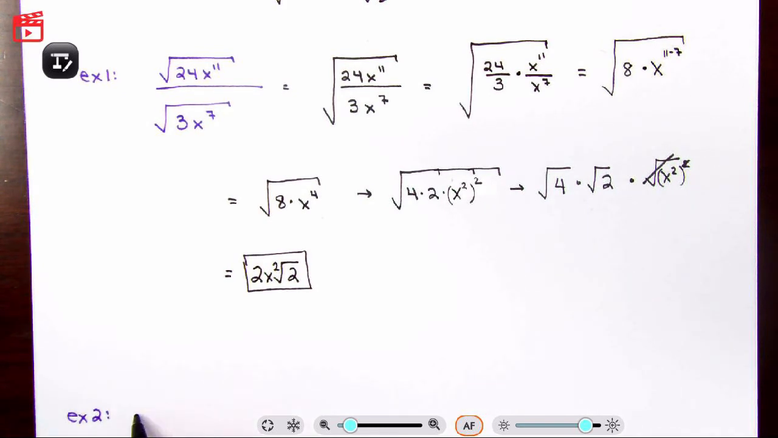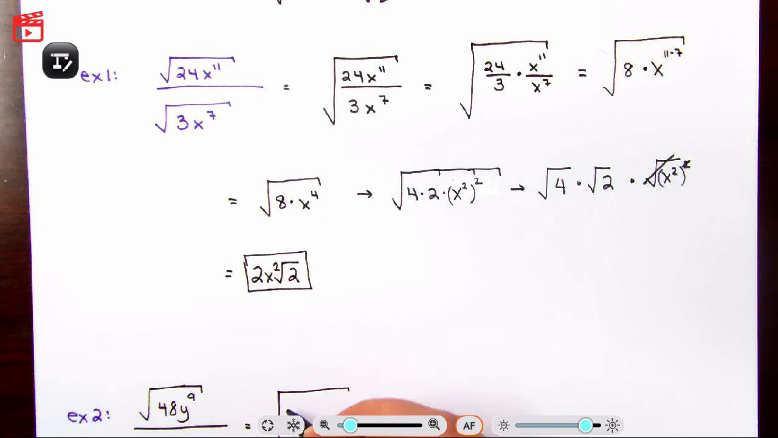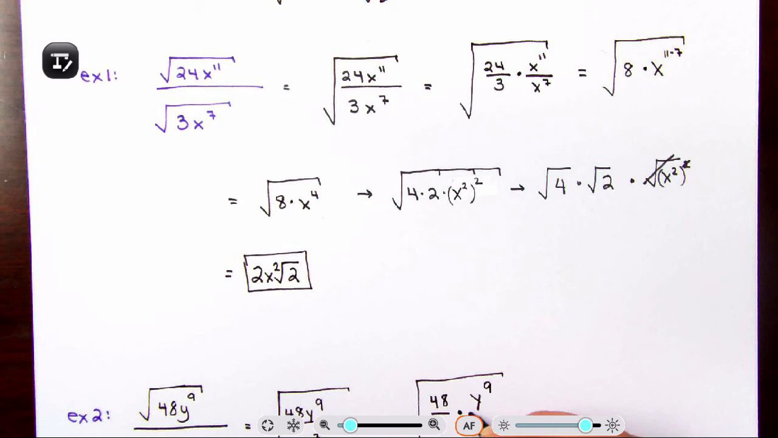So let's do the square root of 48y to the 9th power divided by the square root of 3y cubed. Again, we're going to rewrite that under one root as a fraction on the inside. We're going to start splitting things up. Numbers go together. Again, we can do this because of multiplication. Multiplication is king. We love multiplication.